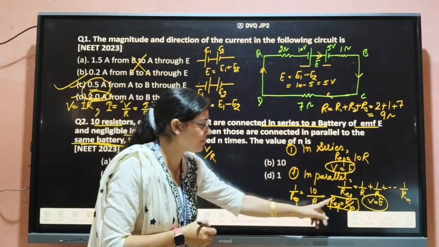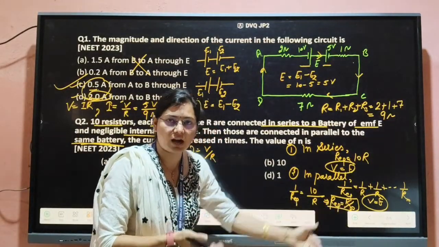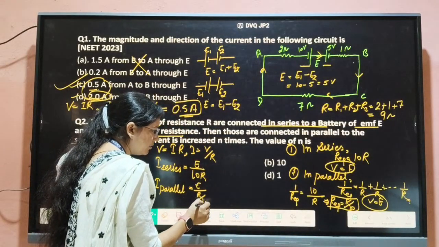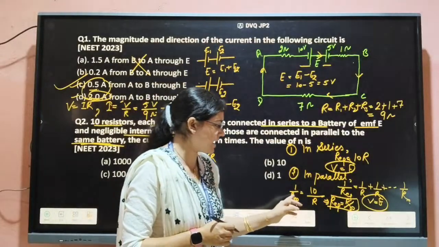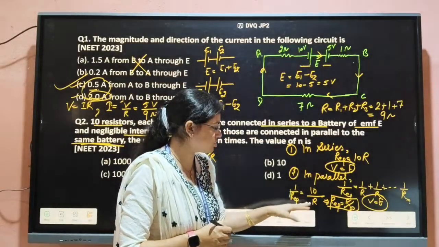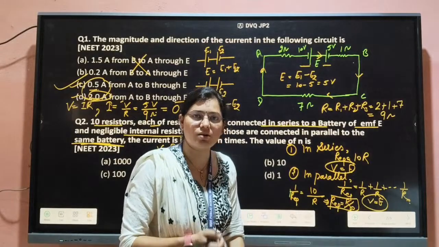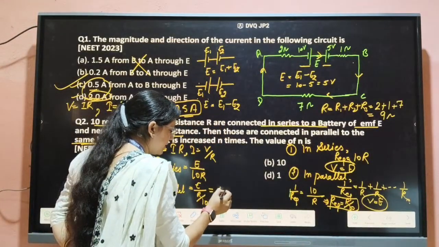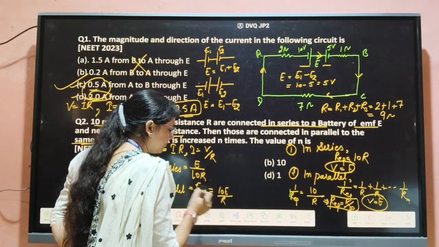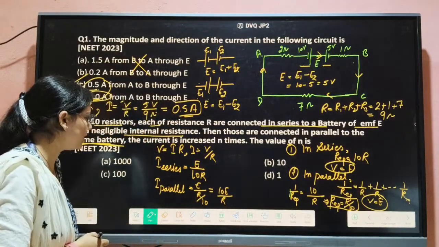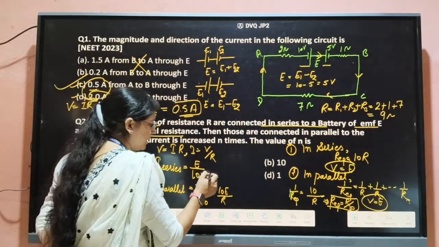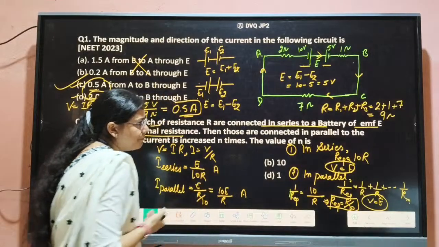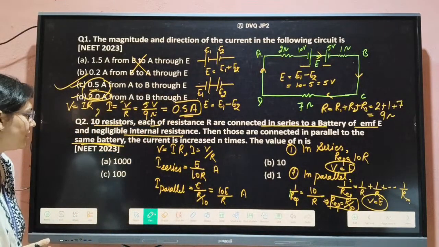Equivalent resistance in parallel connection we have done already, R by 10. Taking the inverse, R equivalent will become equal to R by 10. So here 10 will be on the upper side, 10E divided by R. So the current I will be equal to 10E by R. This will be in amperes, because the SI unit is ampere.